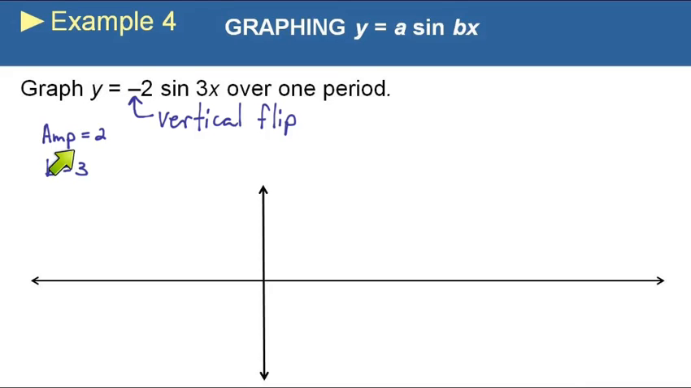Now let's use b to figure out the period. Period equals 2 pi over b. Therefore the period is 2 pi over 3.